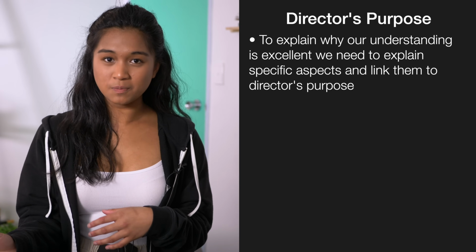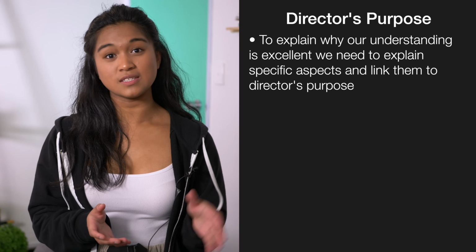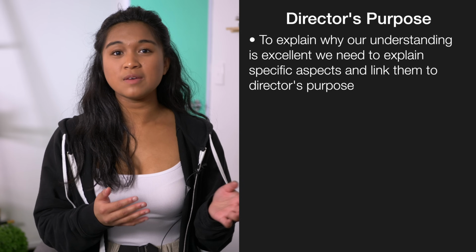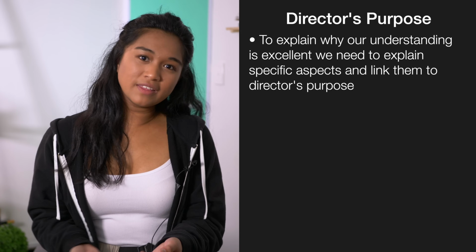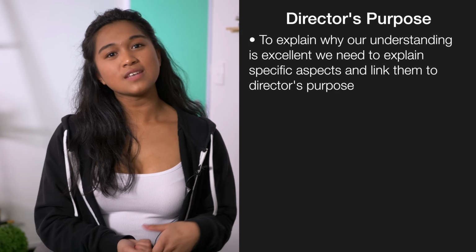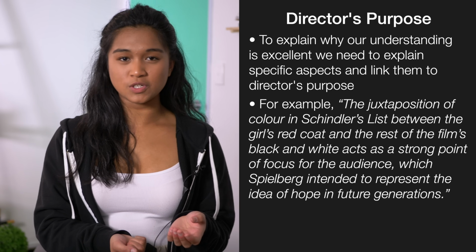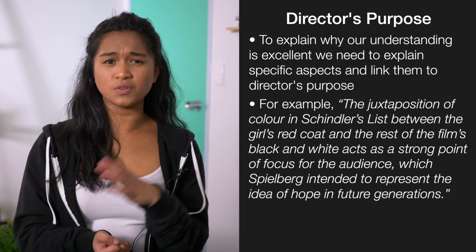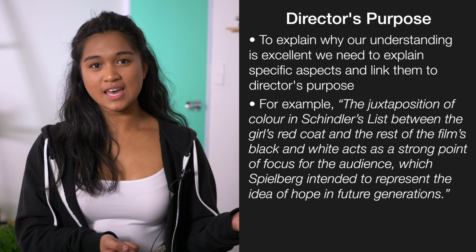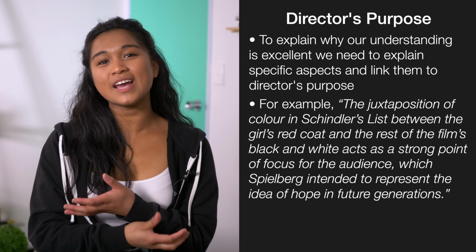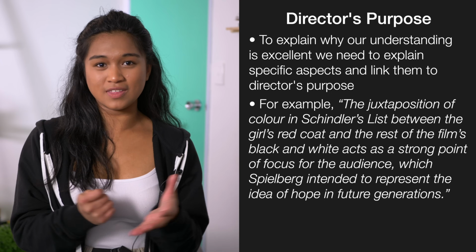To explain how and why our understanding is excellent, we need to bring in the aspects and link them with the director's purpose. To do this, we need to explain our aspects, including the film techniques, and how they impacted our audience. And we bring this with why the director wanted it to impact our audience. For example, in the movie Schindler's List, the juxtaposition between the girl's red coat compared with the rest of the black and white in the film showed us that Spielberg wanted to create hope for the future generations by having that red standout color. So this is very closely linked in with appreciation of the text, and saying that the aspect, which is the color, had a really strong effect on the audience.